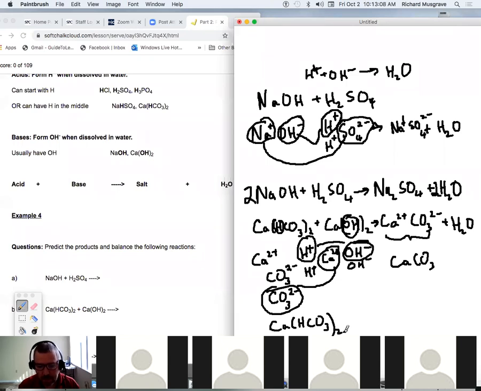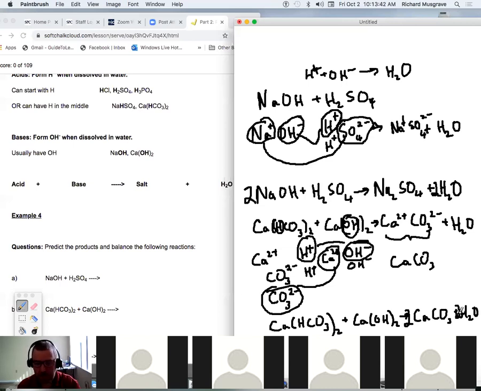So our time was initially spent there trying to figure out where the H plus came from and where the OH minus was going to come from to form the water. So it'd be CaCO3 as a product plus water. And to balance this, I need to put a 2 in front of the Ca. And I think a 2 in front of the water, that will balance it out. So that would be the final equation there.